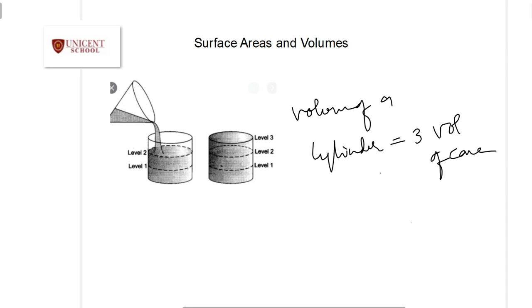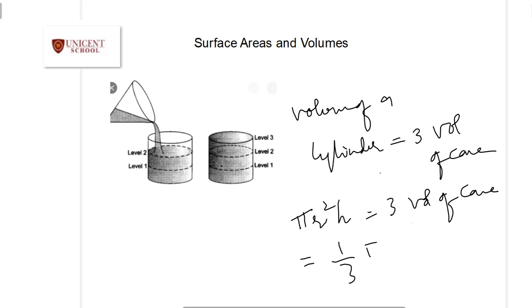So what is the volume of the cone? We know that the volume of a cylinder formula is pi r square h, which is equal to 3 times the volume of cone. So how do I get the volume of the cone? It is equal to 1 by 3 pi r square h. So this is the formula we use to find the volume of the cone.